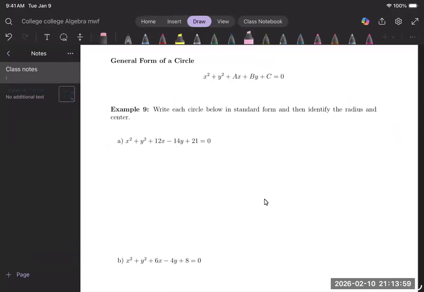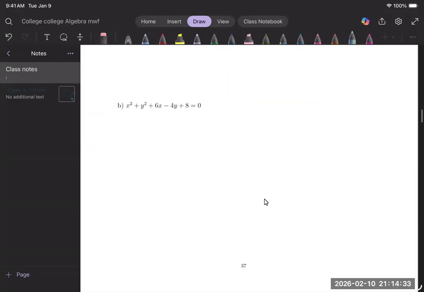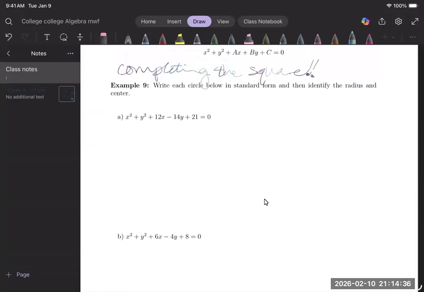Okay, so here we are, a general form of the circle, and where your favorite pastime, completing the square, comes into play. The general form of a circle is x squared plus y squared plus ax plus by plus c equals 0. So how do we go from general to standard form? By completing the square. Your favorite activity. Okay, no, I'm joking, but we have lots of practice to do.